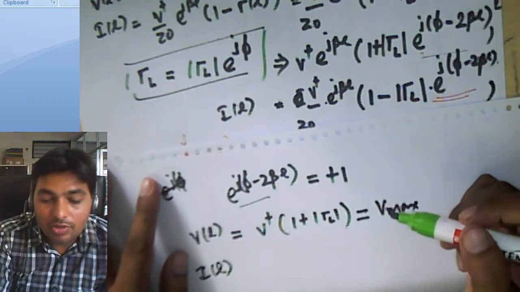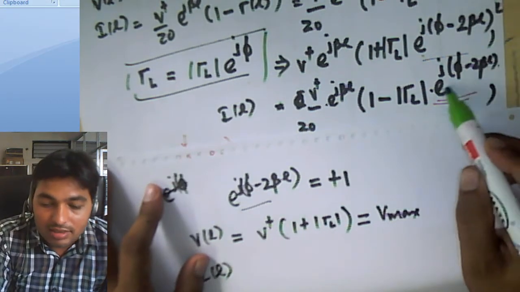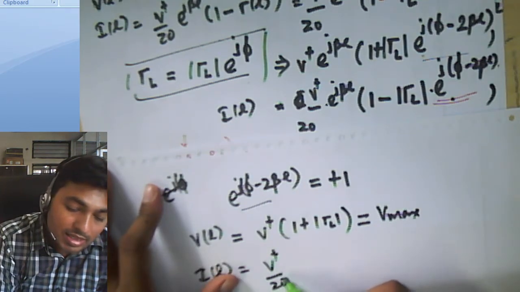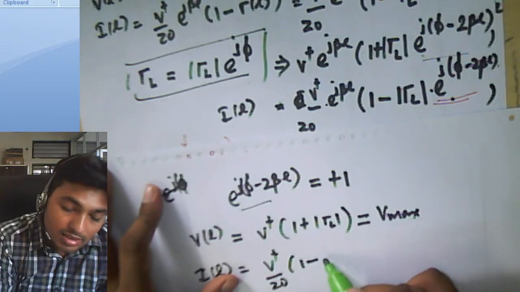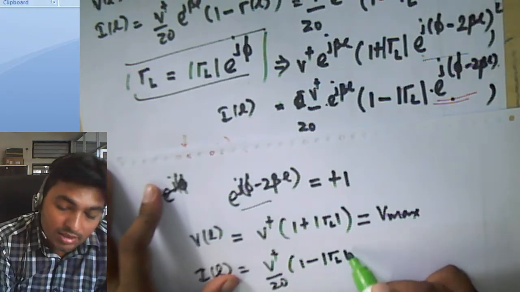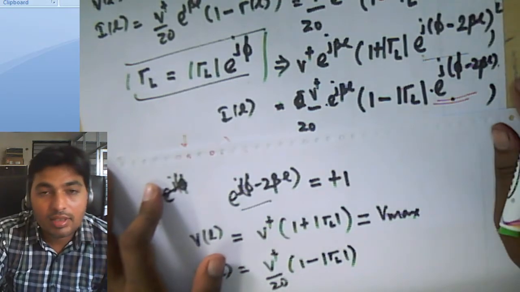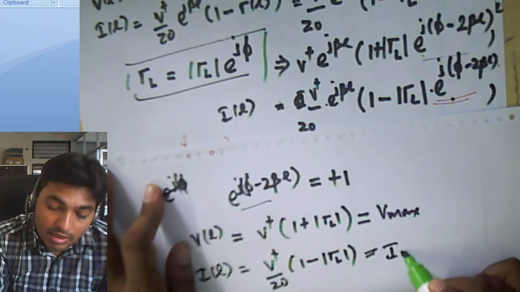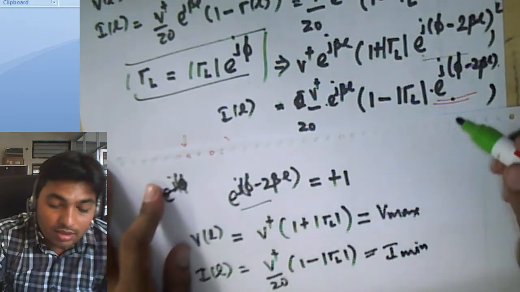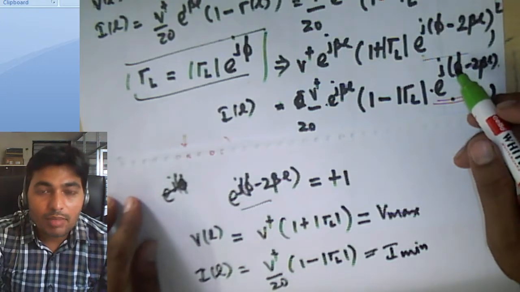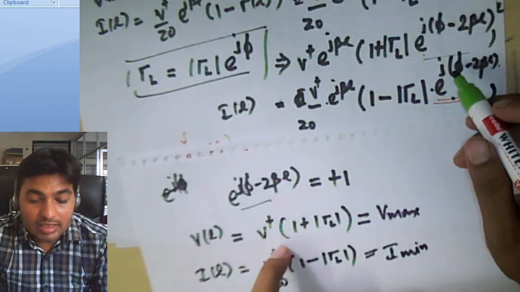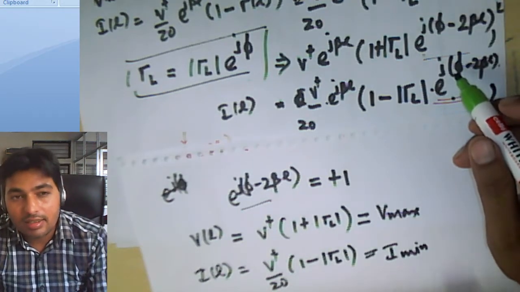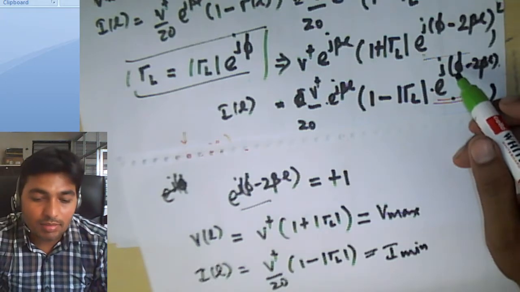But in current, what will happen? When this is equal to 1, the current will be V plus divided by Z0 times 1 minus the reflection coefficient. So this will become minimum. So whenever e raised to j 2bl becomes plus 1, the voltage terms will add, while in current there will be subtraction. So we will get a current minima and voltage maxima.